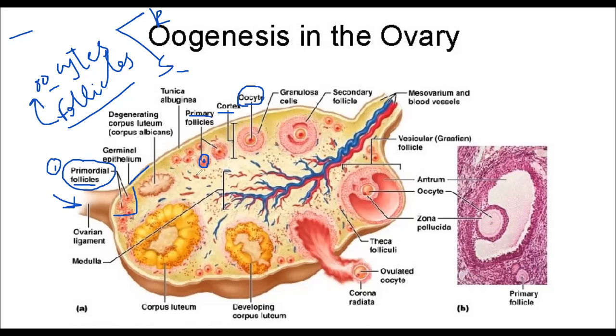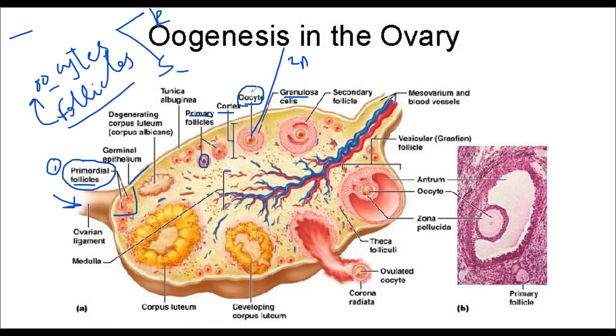Each primordial follicle will have a primary oocyte, which will be diploid in condition, 2n, and it will be surrounded by a layer of cells. We are going to come to the different layers of cells. Here, the first cells, you can see over here, are known as granulosa cells. What is their function? We will come to it in a short while.